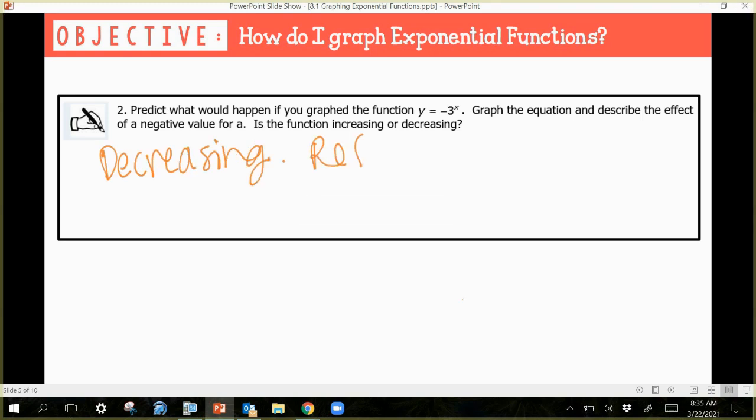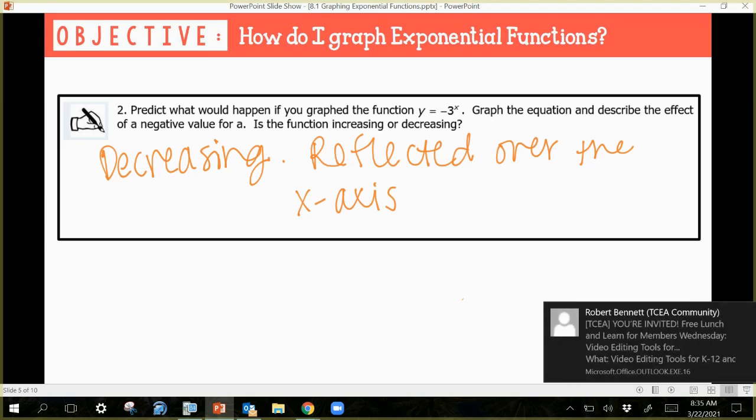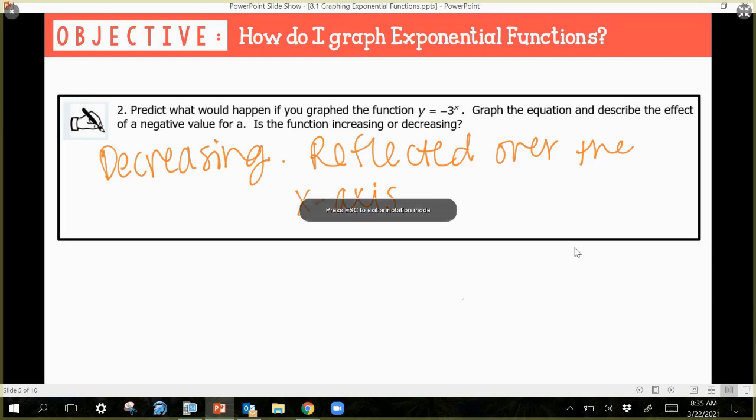And we can say when we talked about transformations with our quadratics, we learned about reflecting. So it reflected over the x-axis, just like our parabola did when our a was negative in that equation when we did transformations.